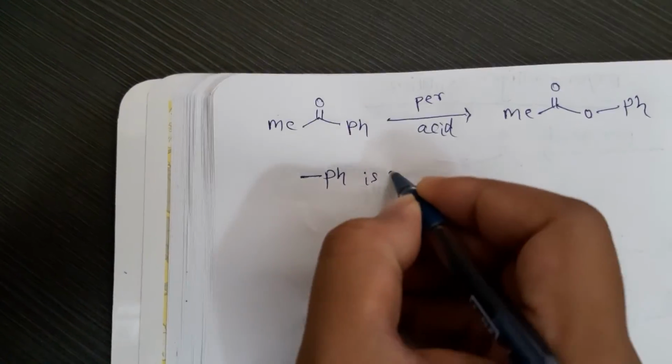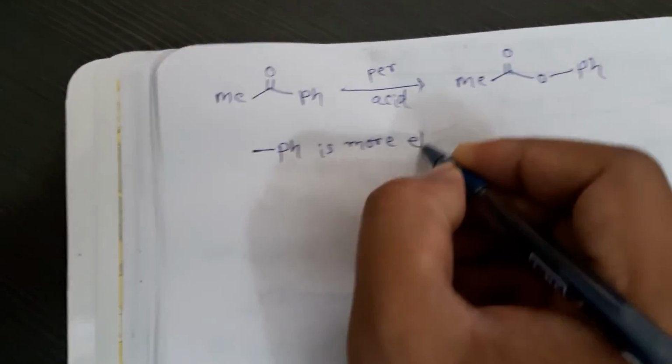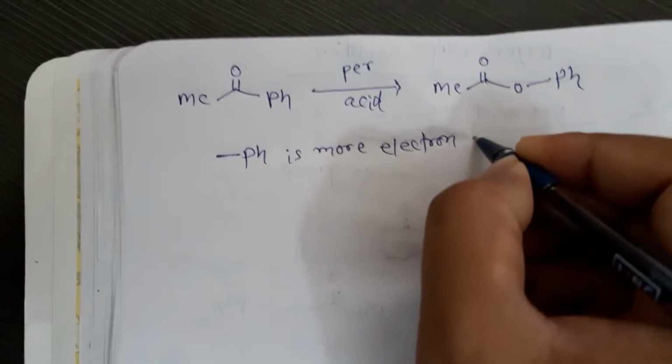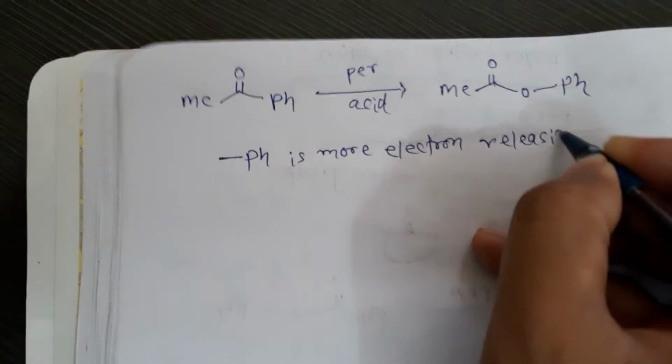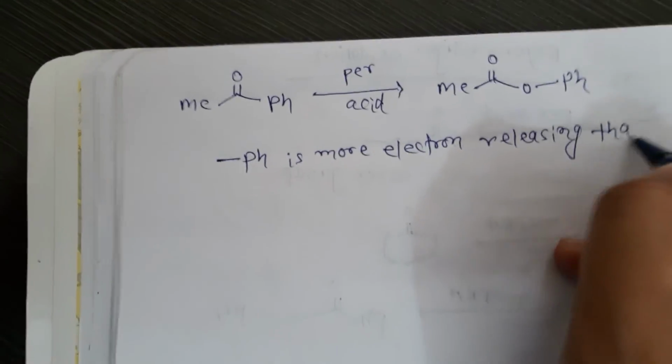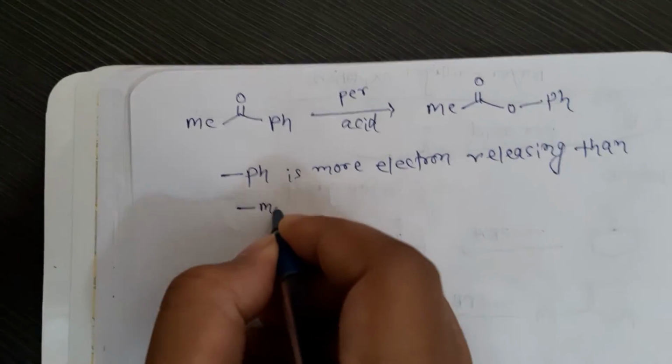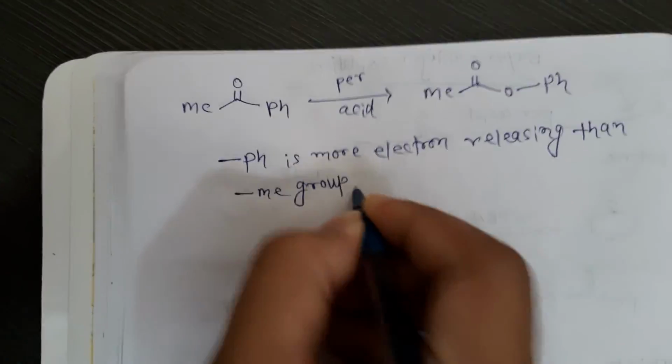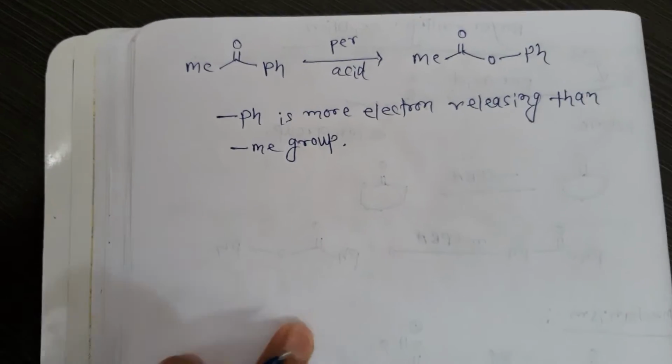Ph is more electron releasing than Me group. Ph is more electron releasing than Me group.